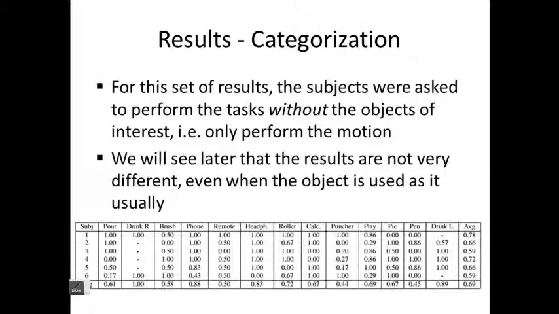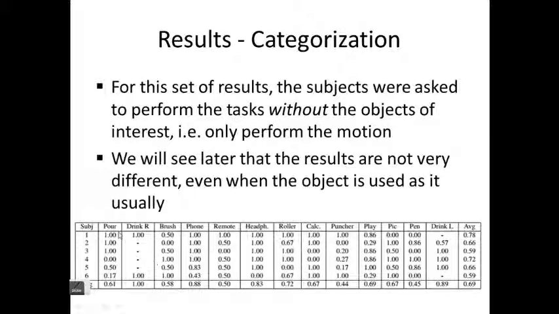So what are the categorization results that we get? The subjects were asked to initially perform the tasks without holding the object of interest. So, for example, if the task was drink with left hand, they were actually asked to perform a motion of drinking but without any object or with the wrong object in the hand. And we'll see later that the results that are obtained even when we do have the object in the hand are not very different than the ones you're seeing here.